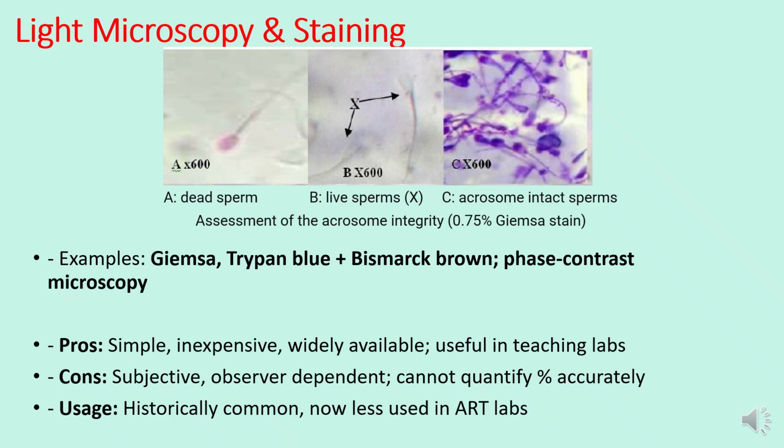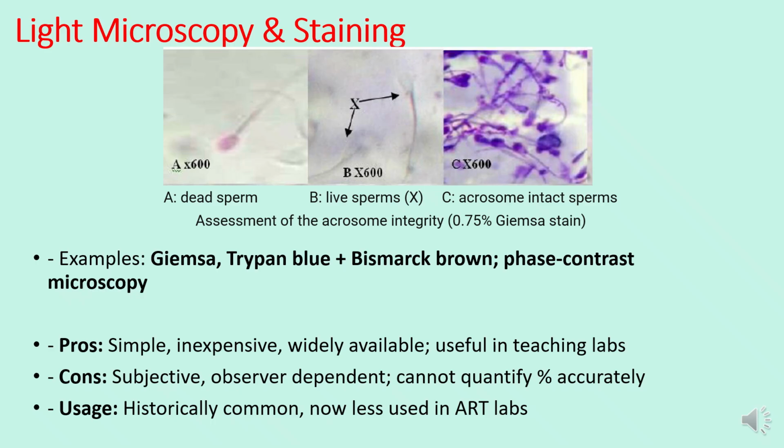How we do it is, first, the sperm are fixed on a glass slide. Then, appropriate stains are applied to visualize the acrosome under a phase contrast microscope. Intact acrosomes appear in one color, and reacted acrosomes appear differently. Advantages are that it is simple, inexpensive, and widely available. Useful in teaching laboratories. Disadvantages are that it is subjective, observer-dependent, and cannot accurately quantify the percentage of sperm that have undergone the acrosome reaction.